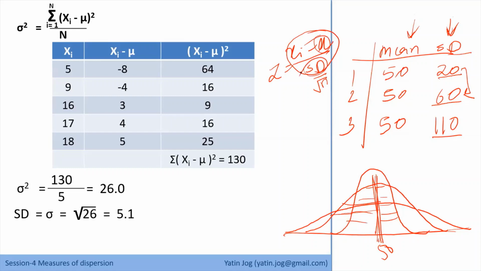Fine. So what is important to understand is that only mean is not sufficient to express the behavior of the data set. We need both mean as well as standard deviation.